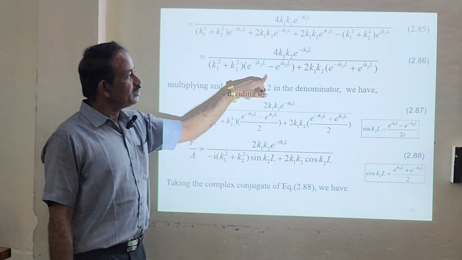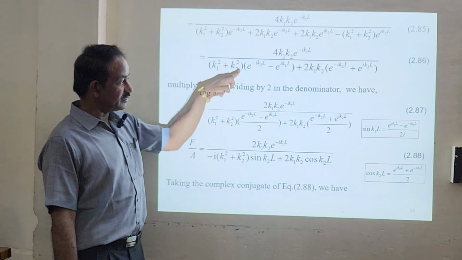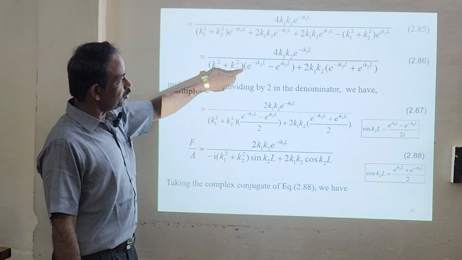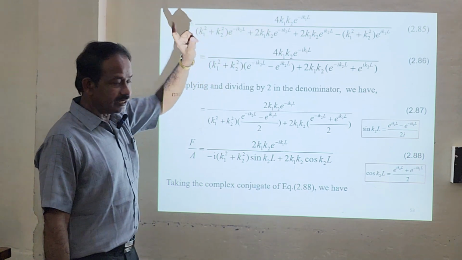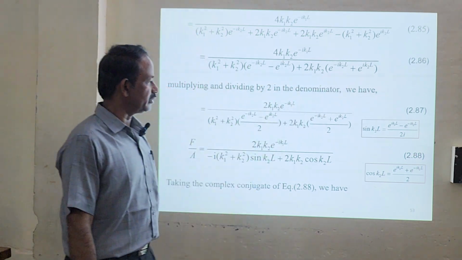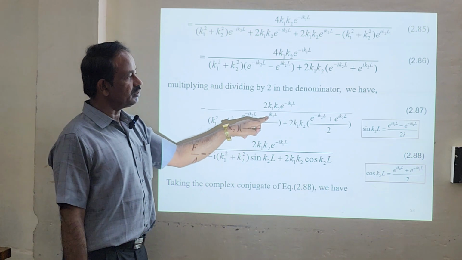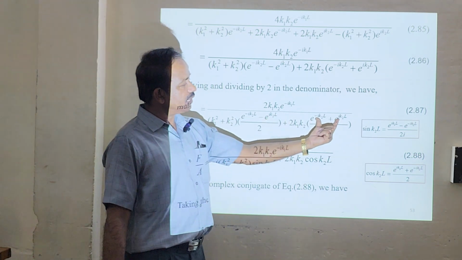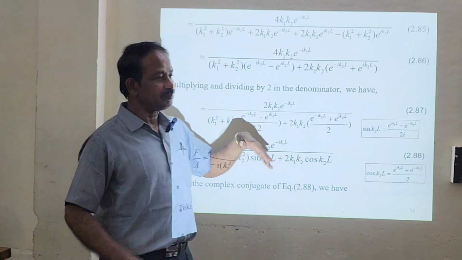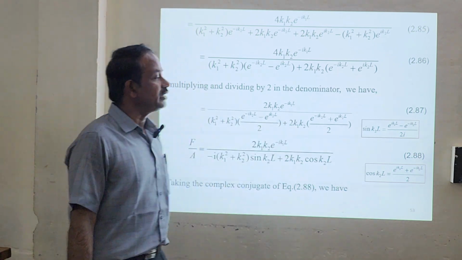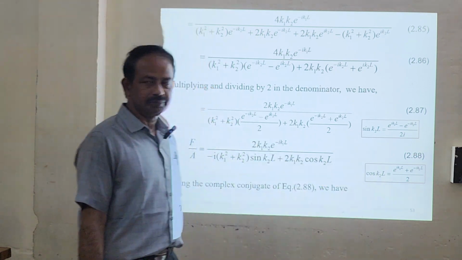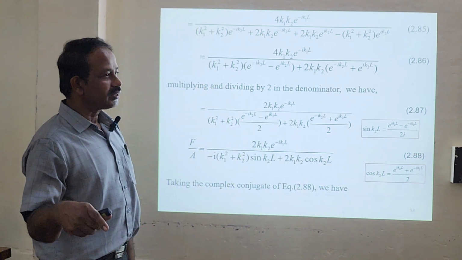Multiply and divide by 2. Here also multiply and divide by 2. So that will give you, here 2 is there, this 4 and 2 will strike off, and you will have 2. So here you have 2 divided by 2, and here you have divided by 2. So e power i k2l minus e power minus i k2l divided by 2, and e power minus i k2l plus e power i k2l divided by 2. We have multiplied and divided by 2 because of this: sin k2l equals e power i k2l minus e power minus i k2l divided by 2i. Similarly, cos k2l is given by e power x plus e power minus x divided by 2.